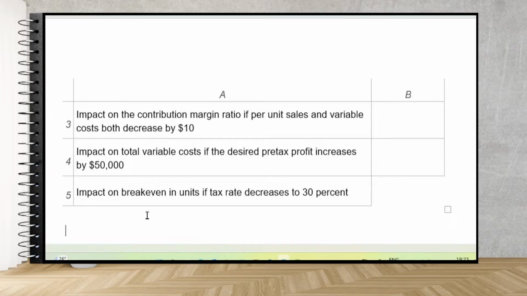As I already informed, you need to consider pre-tax profit, so profit before tax. So whatever the tax rate may be, it will not impact it. So the answer for question number 5 is no impact.